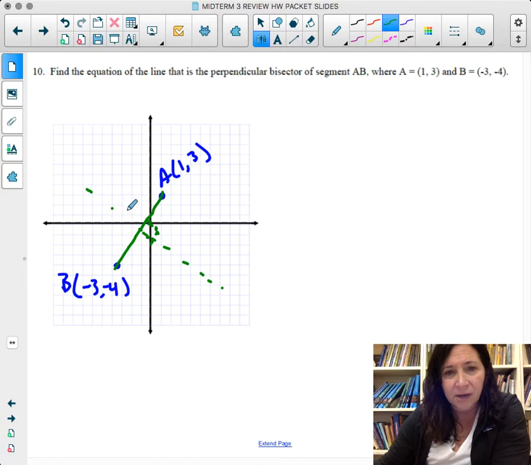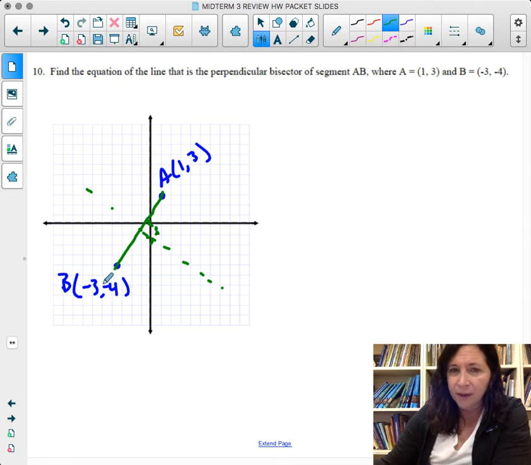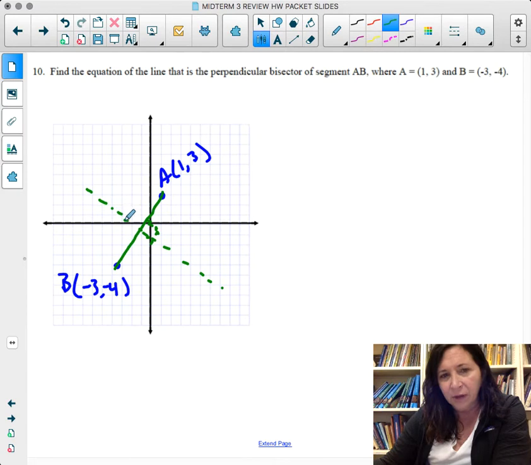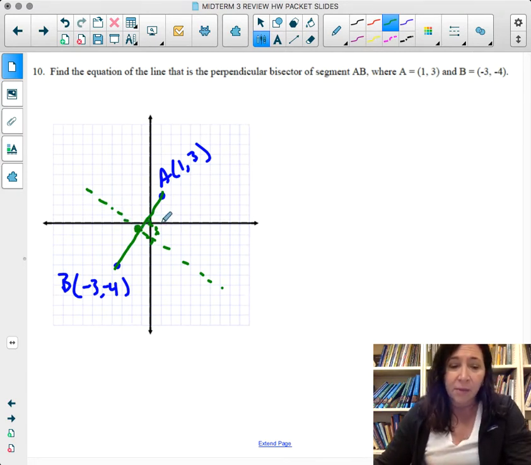The first thing that we need to think about is, how am I going to get my slope? My slope has to be perpendicular. The second thing I need to think about is, for me to find the equation of the line that's the perpendicular bisector, I actually need the midpoint. So I need the midpoint and I need the slope. So let's work on that. The first thing is, I'm going to look for the midpoint.